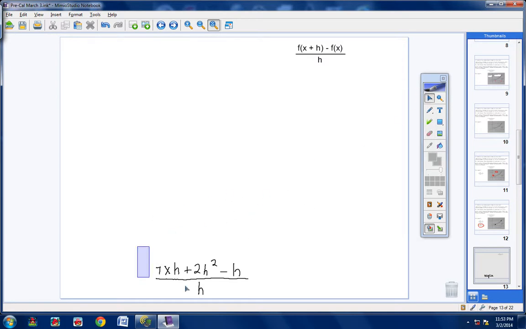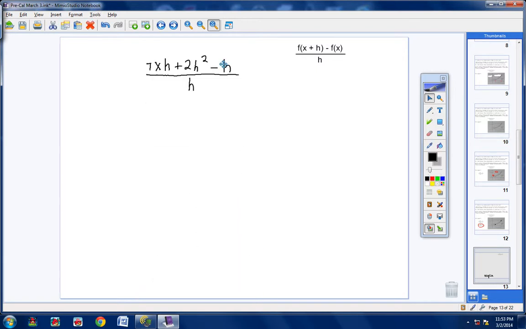Now, I've taught you in the past, you cannot just start crossing things off like this when you have more than one term in the numerator or denominator. And that's true. However, if every single term up top has at least one h and every term in the bottom has at least one h, you can go ahead and do some canceling like that. That's totally acceptable. So I'm going to take one h away from here, one h away from here, one h away from here, so I'm left with an h.